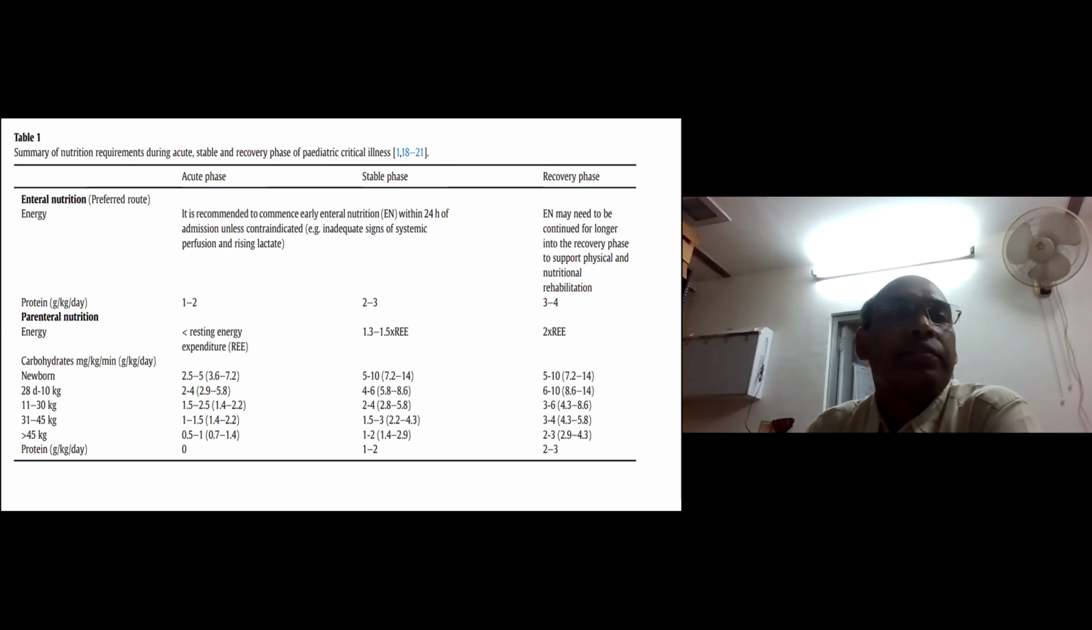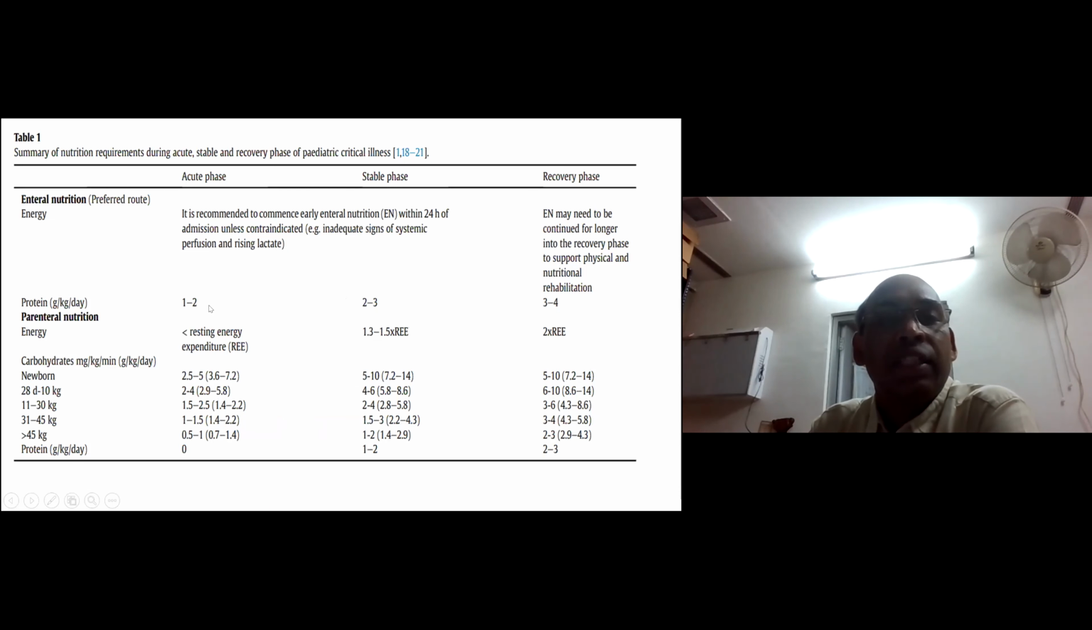So coming to the nutritional requirements in acute pediatric critical illness, during the acute, stable and recovery phases, in the enteral nutrition, it is recommended to commence within 24 hours of admission, if not contraindicated. The contraindications are inadequate perfusion and rising lactate. So here we cannot give enteral nutrition.